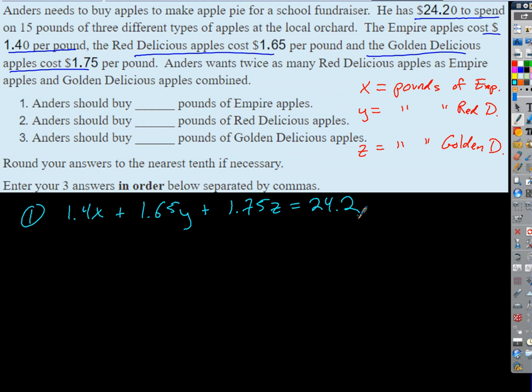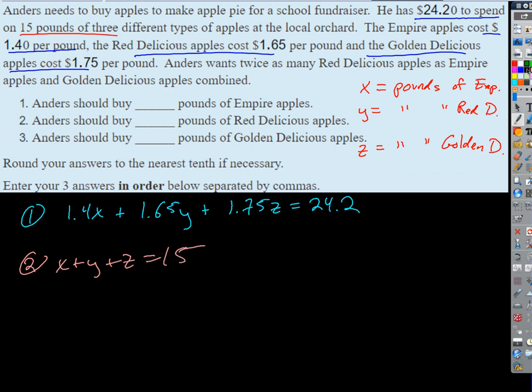Okay, let's do something else. What about this statement right here? If he has 15 pounds total, what's the equation? X plus Y plus Z. Okay, what do you know? X plus Y, and then you can add up the rest.